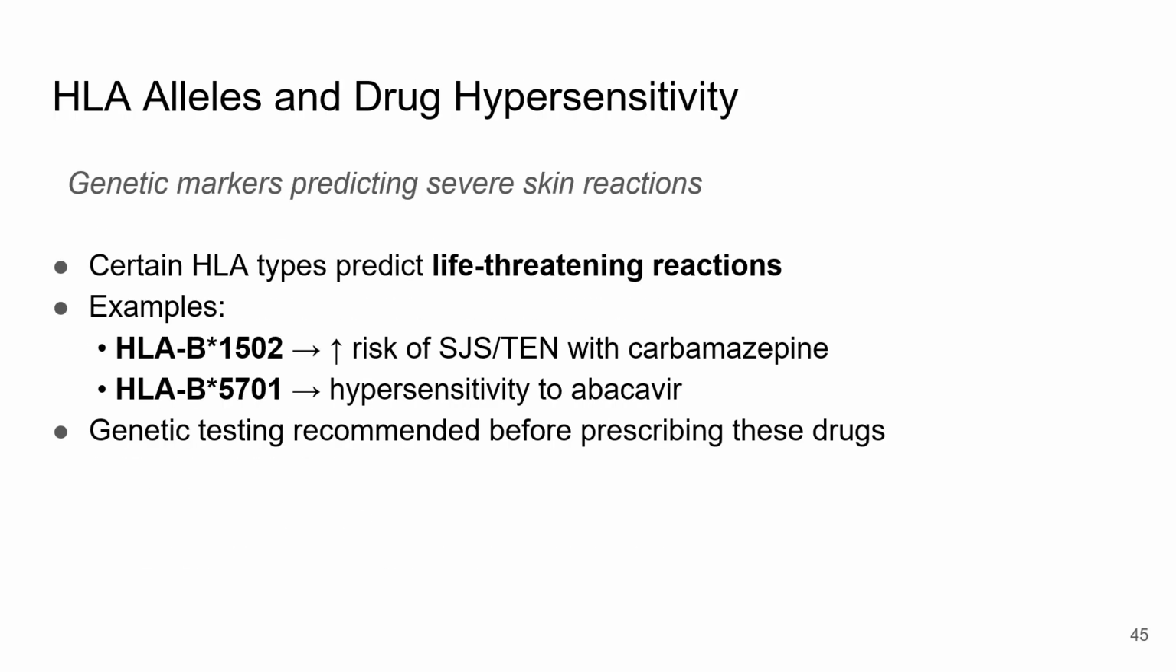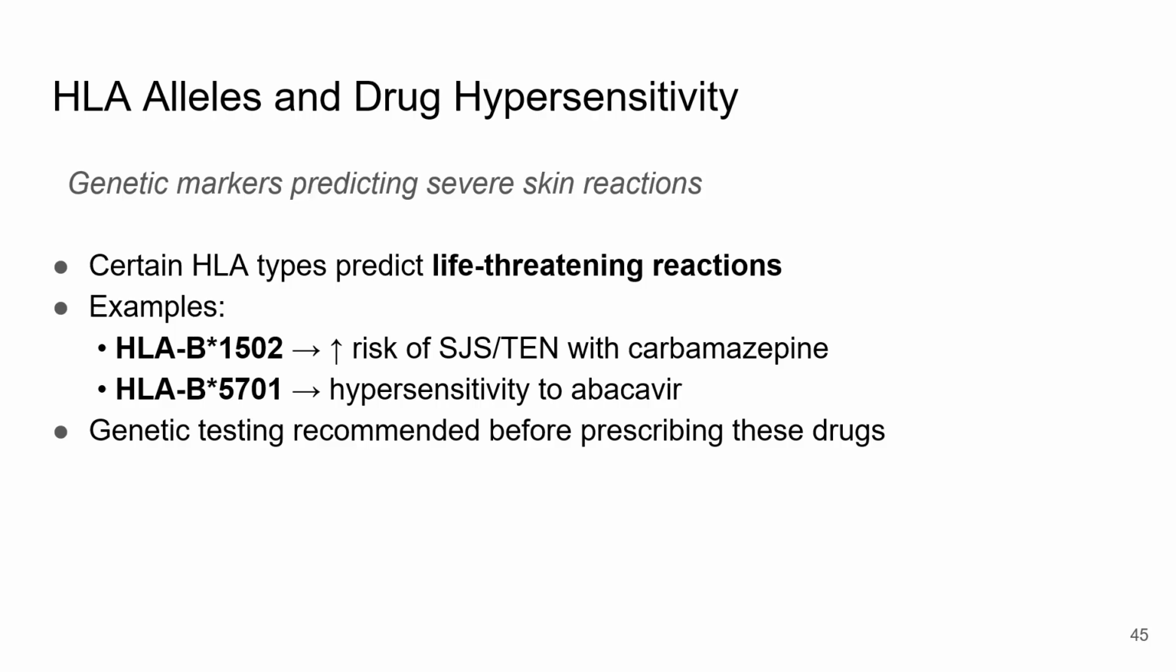Okay, so HLA alleles and drug hypersensitivity. These are genetic markers that predict some severe skin reactions, like what we looked at in ClinMed. HLA alleles are genetic markers, and we're talking about severe, life-threatening drug hypersensitivity reactions, most specifically to the skin. Certain HLA types are strongly associated with SJS and TEN. These are rare, but of course, as we talked about, extremely severe with very high morbidity and mortality.